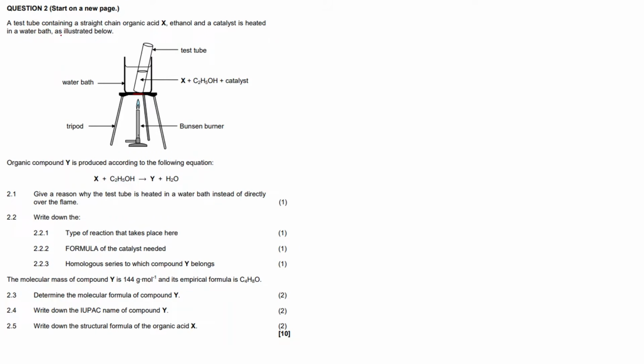Today we're going to be looking at a question on organic molecules. A test tube containing a straight chain organic acid X, ethanol, and a catalyst is heated in a water bath as illustrated below. Organic compound Y is produced according to the following equation, this being the equation.